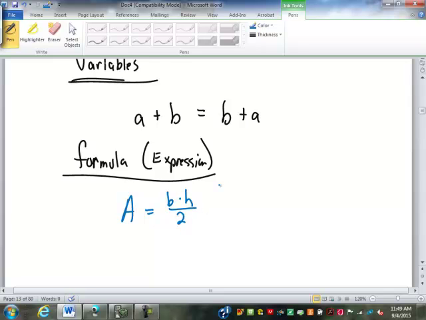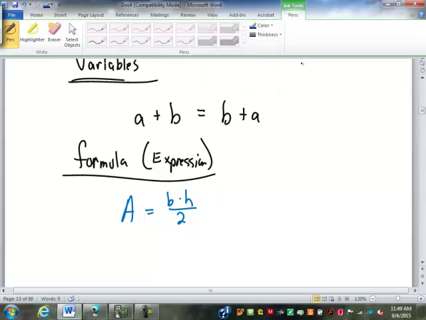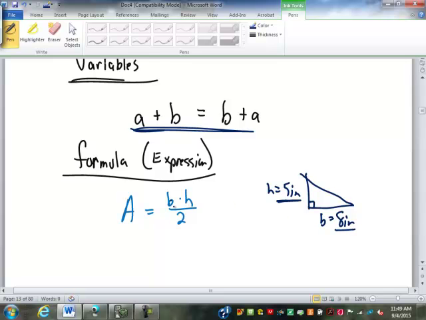There's base times height over 2, or 1/2 base times height. In this case, they're still representing unknown numbers, but they're not just generic like they are up here. Here they are waiting for a value to be given to them. If we are drawing a triangle, and we're given the base is 8 inches and the height is 5 inches, now we can put those numbers in place of those letters, those variables, and we can find the area. Put in the 8 for the B, the 5 for H, multiply to get 20, which would be inches squared.